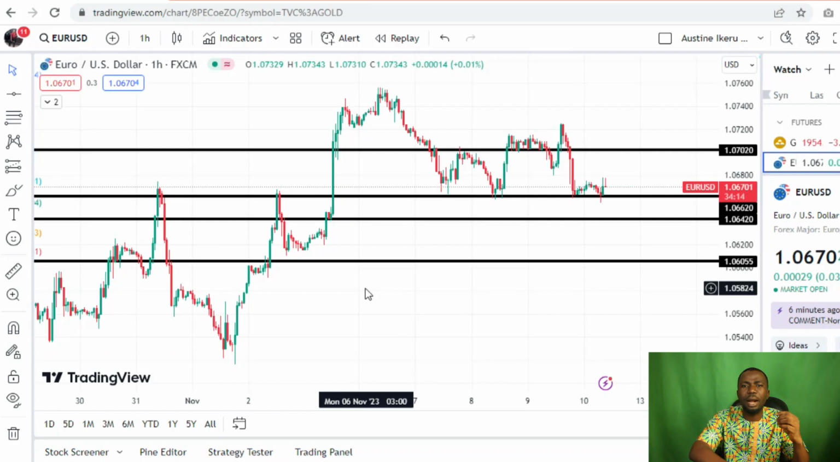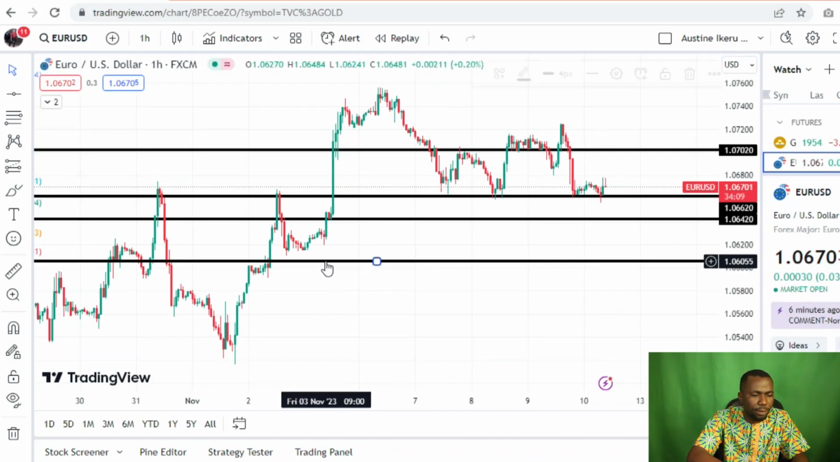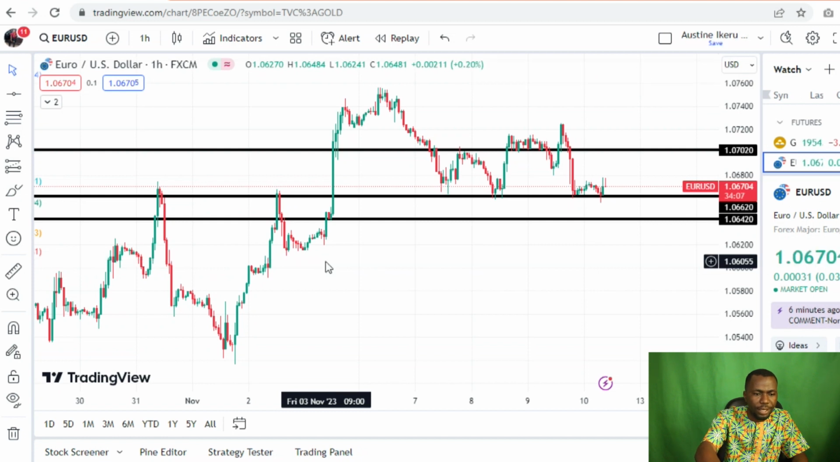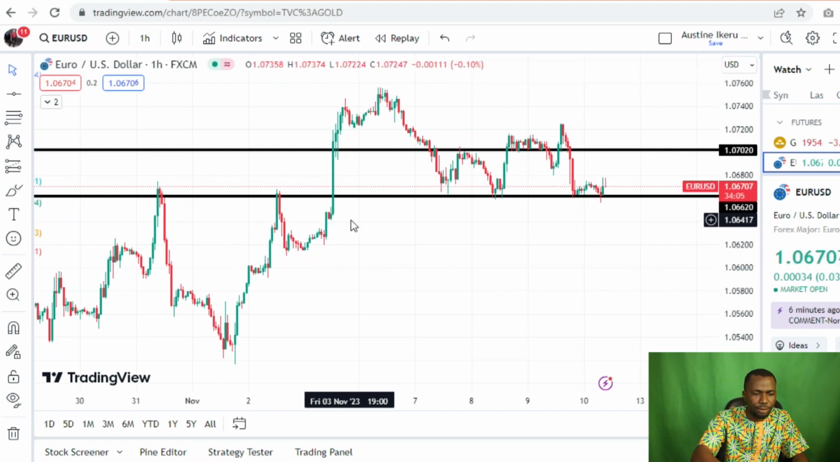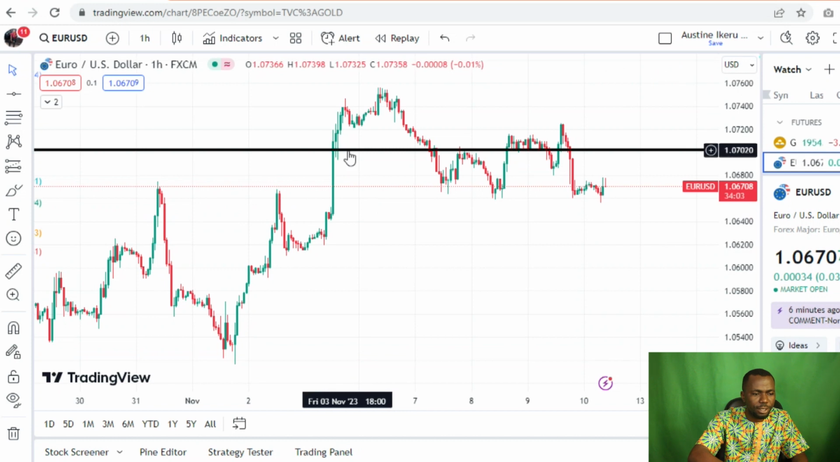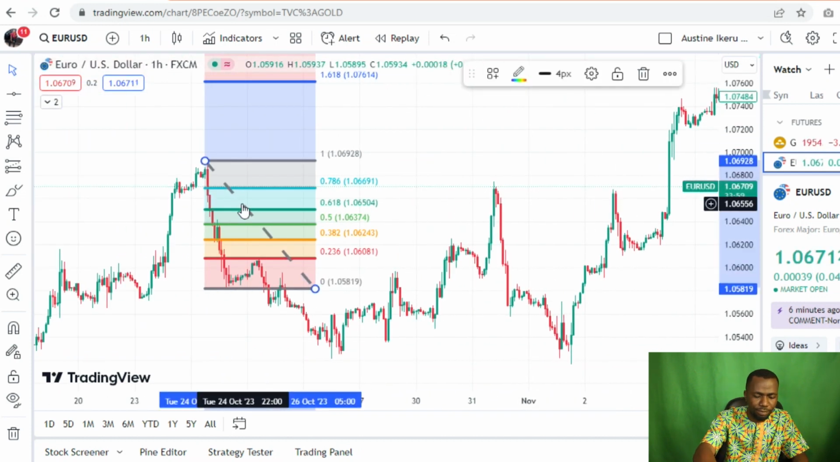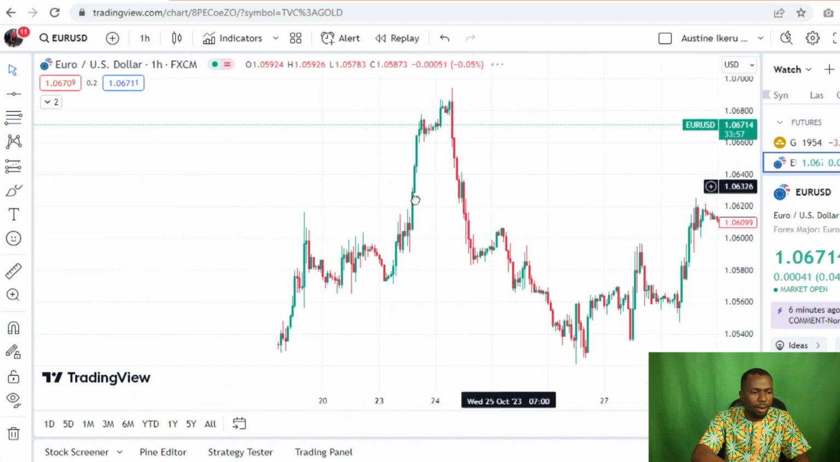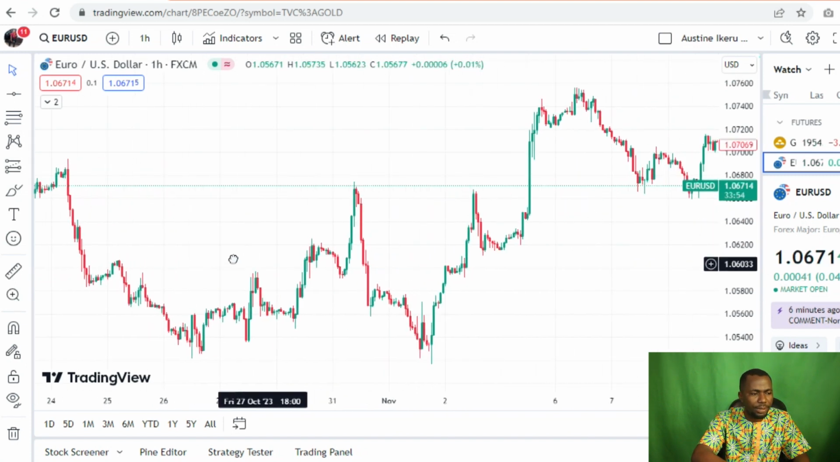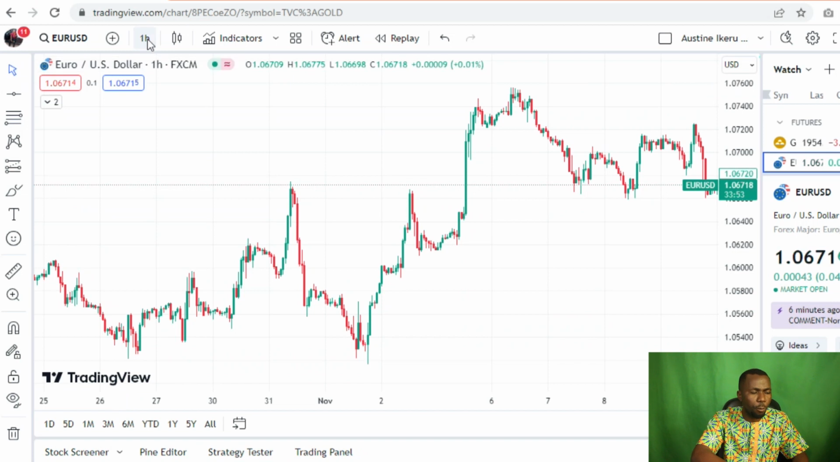So let's go straight to the live chart. Right now we are on the live chart and we are making use of Euro USD. So what I'm going to do is remove all these points, right, so that I will start everything from scratch. You understand this very well. Let me remove all these points. All right, now you can see clearly that the chart is empty. We are making use of the 1-hour time frame and we are using Euro USD.